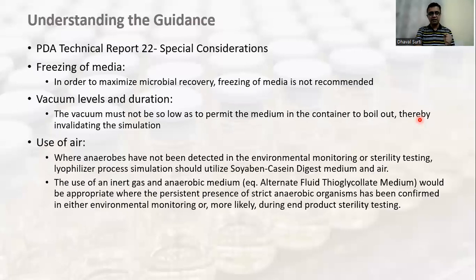Use of air. Wherever anaerobes have not been detected, so in your environment, if there are no anaerobic bacteria, then the entire simulation should be done with compressed air and soybean casein digest as the medium. The use of an inert gas and an anaerobic medium, that is alternative fluid thioglycollate medium, would be appropriate where the persistent presence of strict anaerobic organisms has been confirmed in either environmental monitoring or, more likely, during end product sterility testing. So when strict anaerobic organisms have been confirmed in either environmental monitoring or product sterility testing, only then do we have to go for the anaerobic media. Otherwise we go with the aerobic media and air.